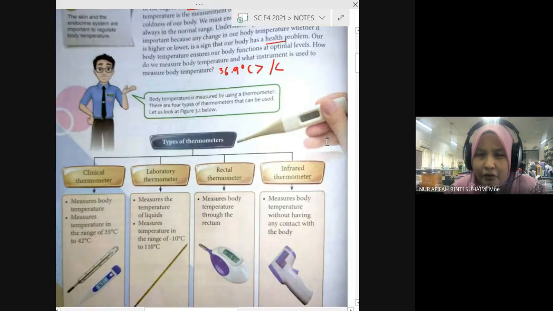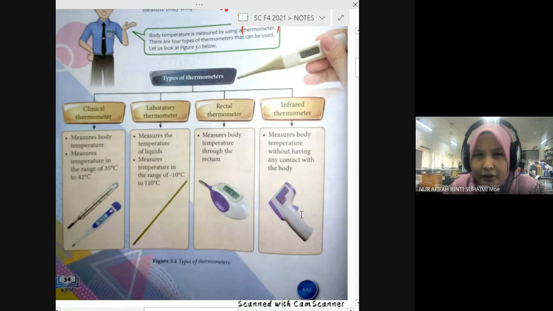How to measure our body temperature? We must use a correct instrument to measure temperature, which is a thermometer. Now there are 4 types of thermometer that you have learned before. First, clinical thermometer, second laboratory thermometer, third rectal thermometer, and fourth is infrared thermometer.